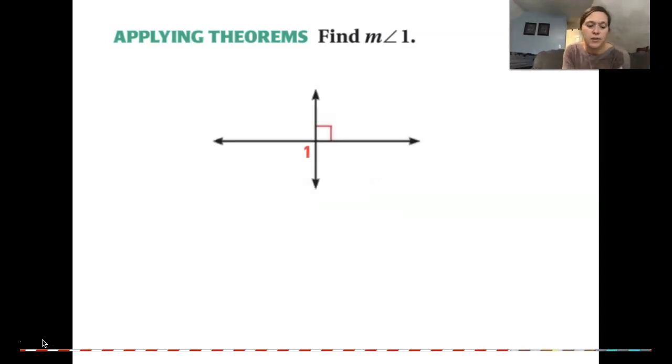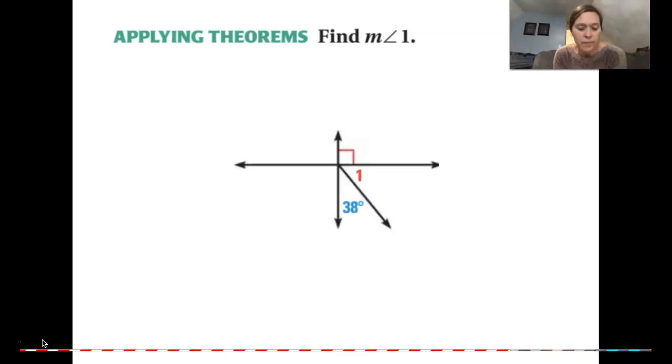Next one, tell me the measure of angle 1. Hopefully you said 90, right? Vertical angles are congruent, and plus, since I have perpendicular lines, all 4 angles around will be right angles. Find the measure of angle 1 here. Hopefully you said it was 52. 90 minus 38 gets you to that 52.